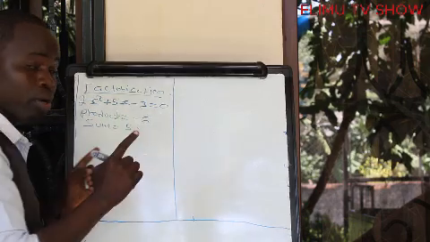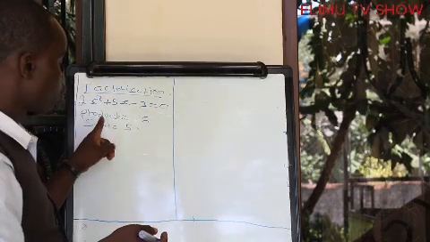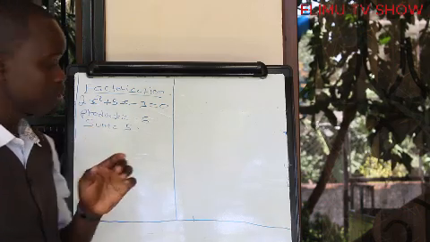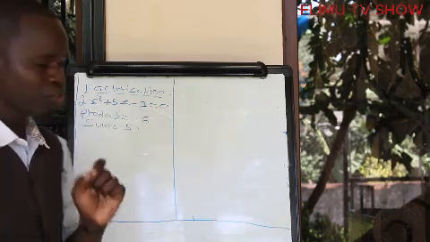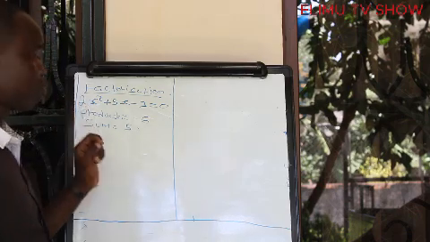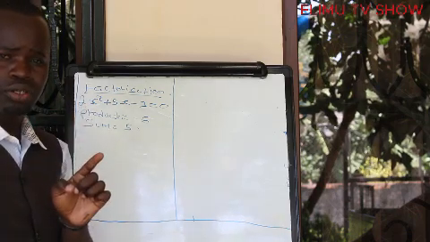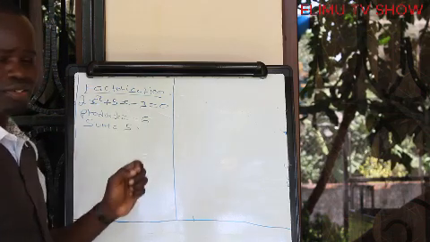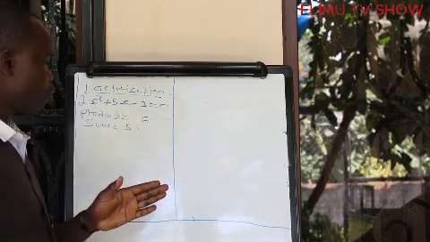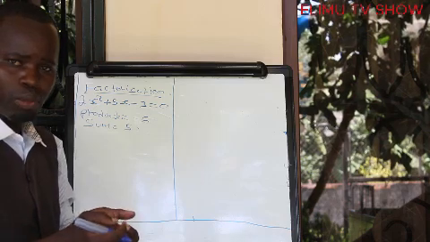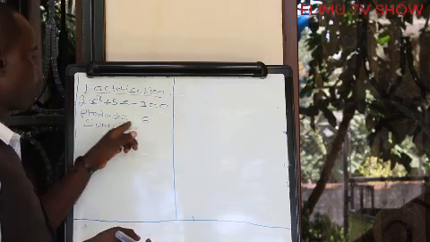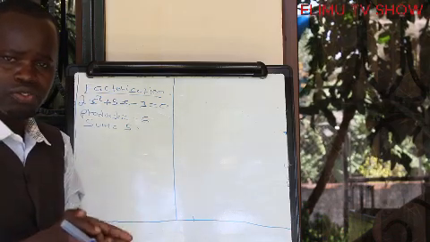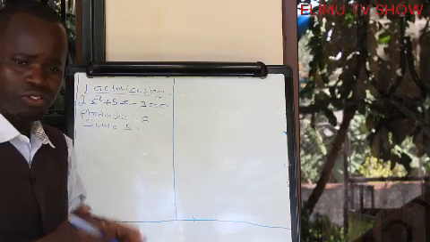Remember that the first step is to find the product. The product, we take the coefficient of x squared, which in this case is 2, then we take the constant, which is negative 3. You multiply them together and you are going to have negative 6. The sum is going to be the middle number, that is the coefficient of x, which is 5.